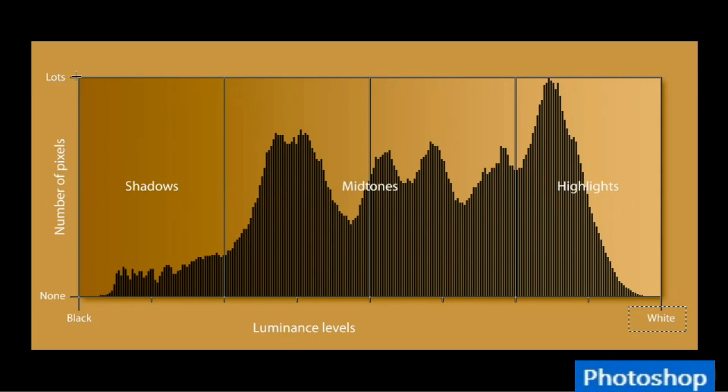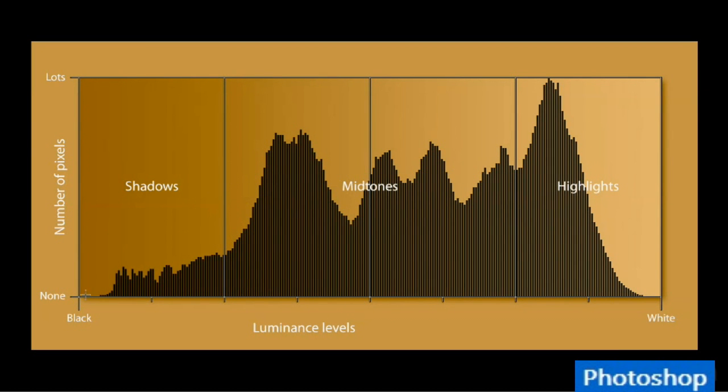Now, when you're reading the histogram, this area over here is going to be the shadows, as I've labeled. So the left-hand side, that's where the shadows are. The highlights are going to appear over here on the right-hand side, and then the midtones are going to appear in the middle of the graph. And again, these are just rough general definitions of those regions of luminance level.